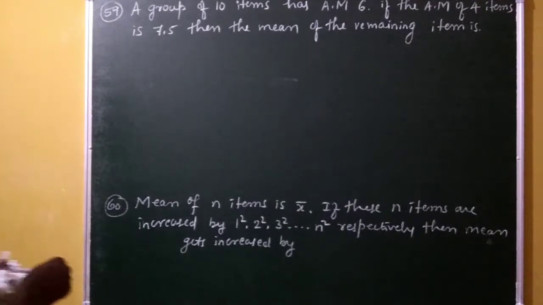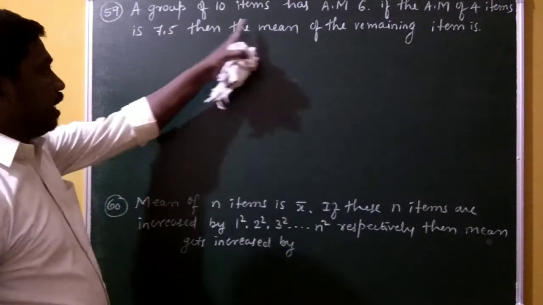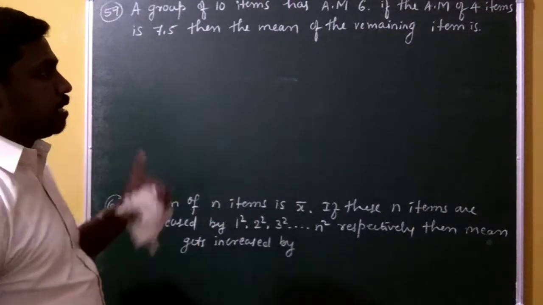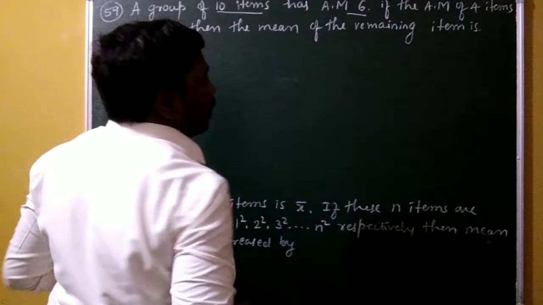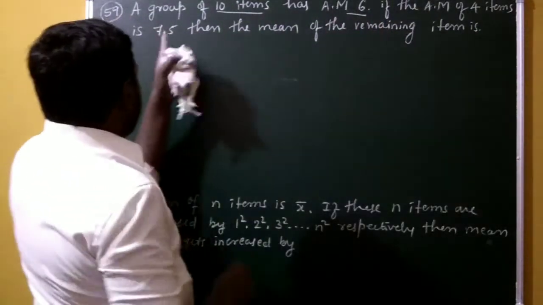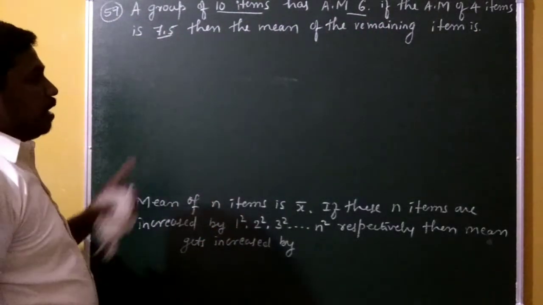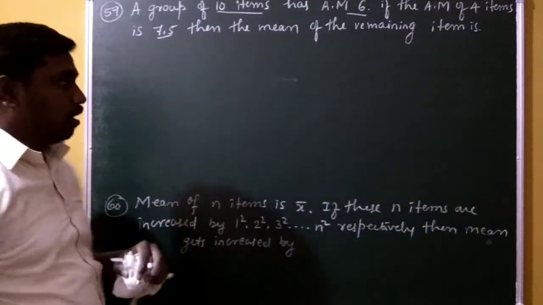So question number 59 ನೋಡಿ. A group of 10 item has arithmetic mean 6. Right. So 10 item arithmetic mean ಎಷ್ಟಿದೆ? 6 ಇದೆ. If arithmetic mean of 4 item is 7.5, then mean of the remaining item is how much?